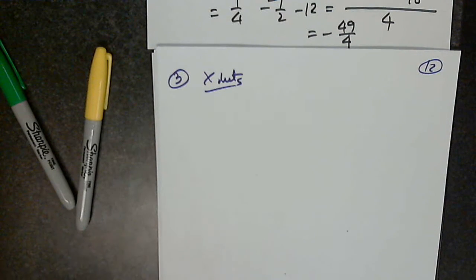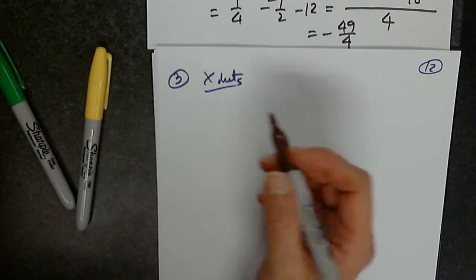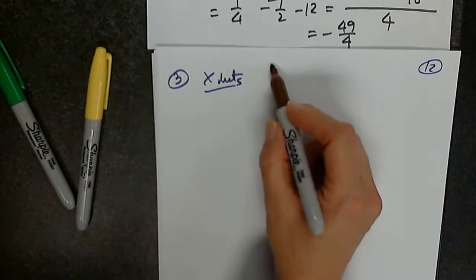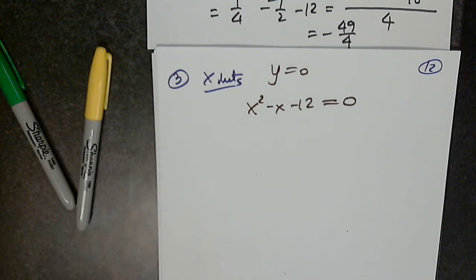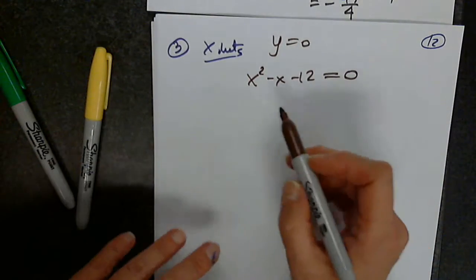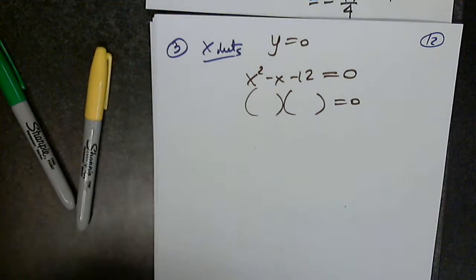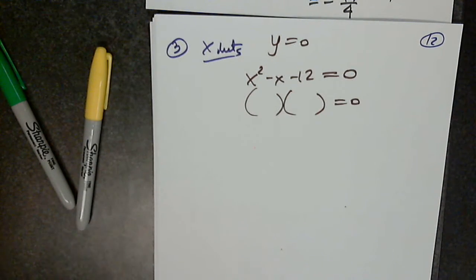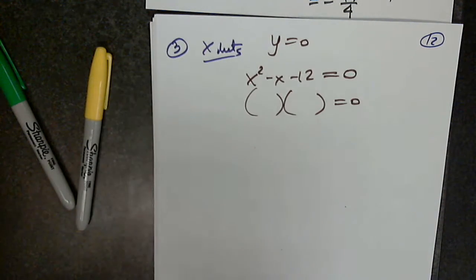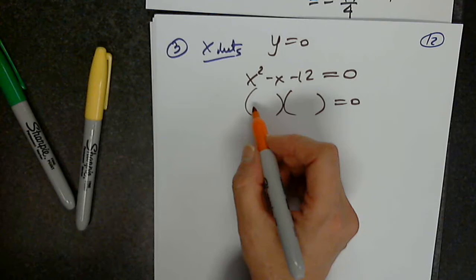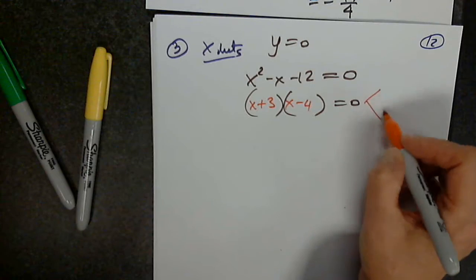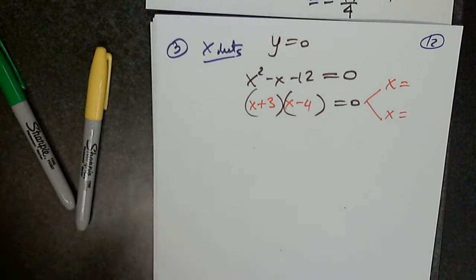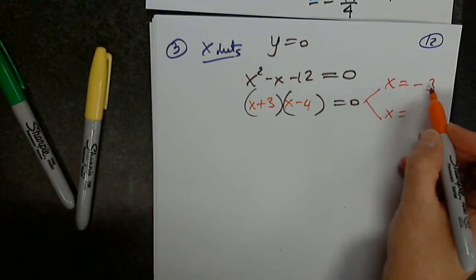Good. How do I determine the x-intercepts? Well, y equals 0. Very good. So then x squared minus x minus 12 equals 0. And yes, I will factor. In other words, I will completely factor, I meant to say. So how do I completely factor this? Excellent. So then x equals, and the solutions are negative 3 and positive 4.